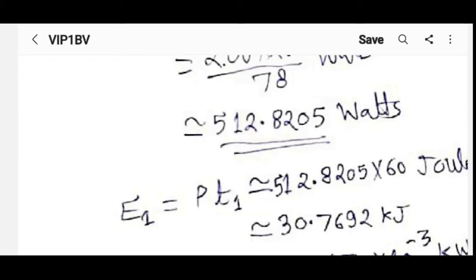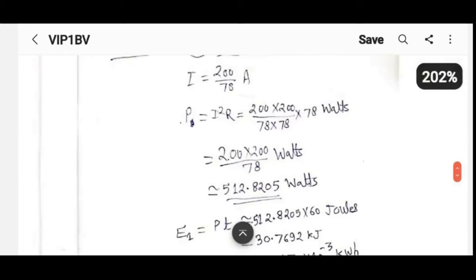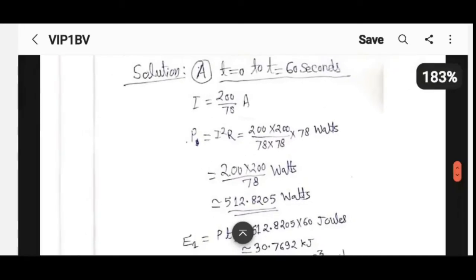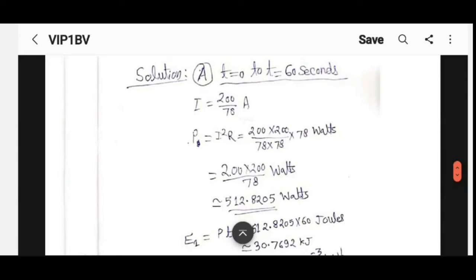So E1, energy in this interval, you can verify these calculations. Energy turns out to be 30.7692 kilojoules. Hope you can read this. This is the entire calculation.